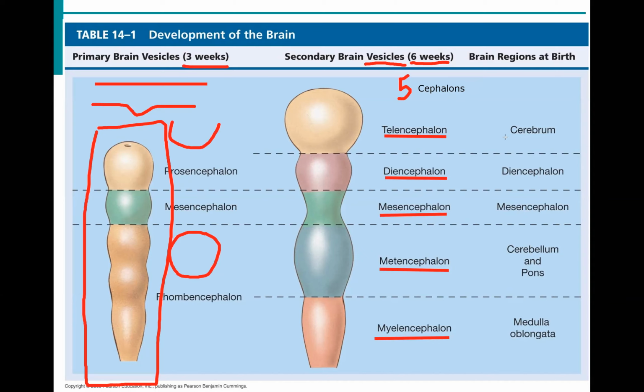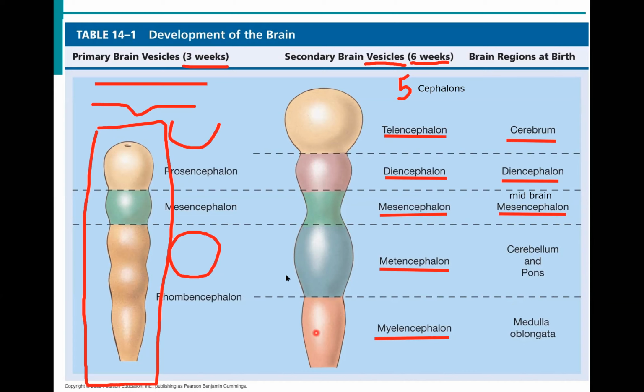The telencephalon becomes your mature cerebrum. Notice the diencephalon and mesencephalon actually keep these names. The diencephalon is called the diencephalon in adults. The mesencephalon is called mesencephalon in adults, although sometimes it is referred to as the midbrain, which would be an acceptable term as well. The metencephalon becomes the enlargements that are the cerebellum and the pons. And your myelencephalon becomes everyone's favorite, the medulla oblongata.